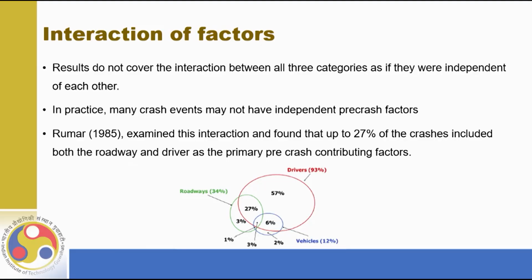So this is about the interaction of different parameters. This is from one of the studies done by Rummer. Here you can see there is an overlap between roadway factors or driving behaviors and vehicular factors. Also, there is an interaction among the factors in the driving behavior as well. So multiple driving factors might actually lead to an accident.